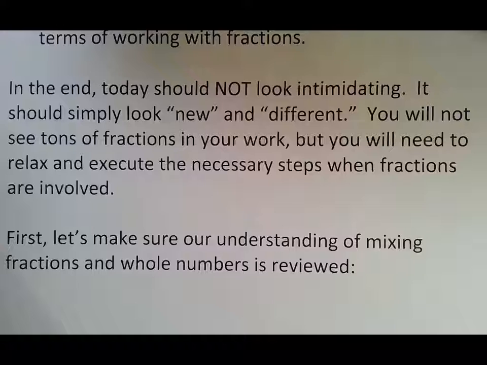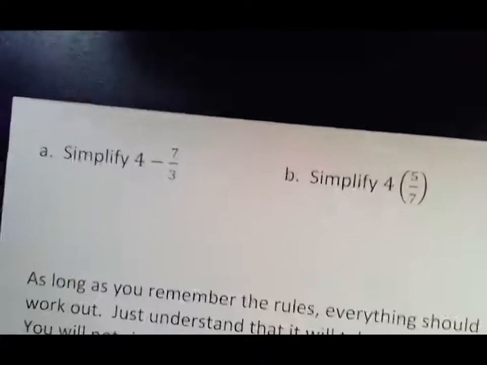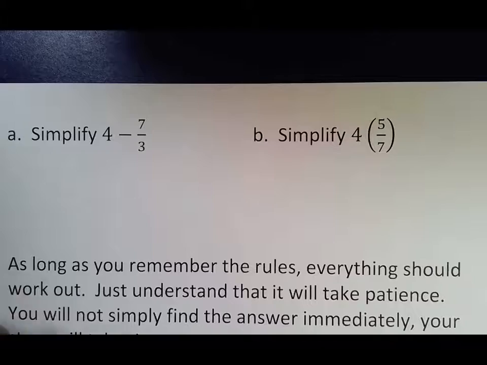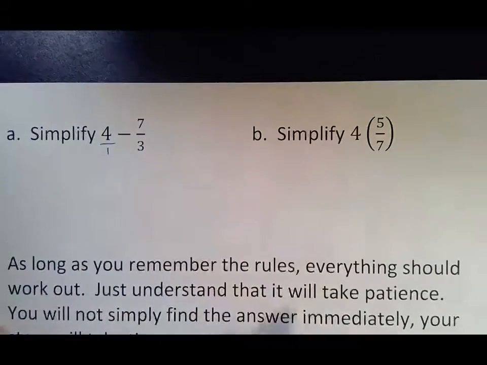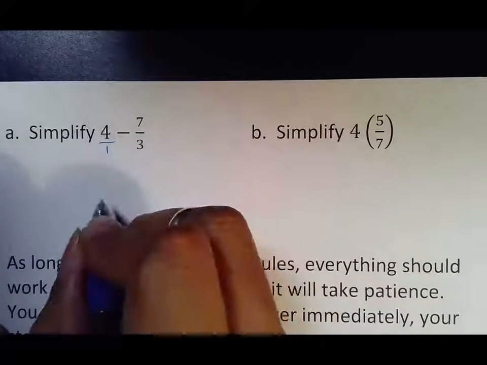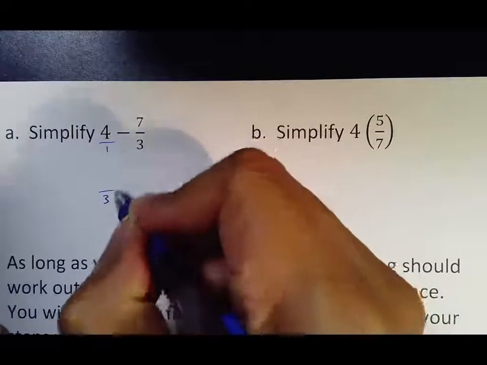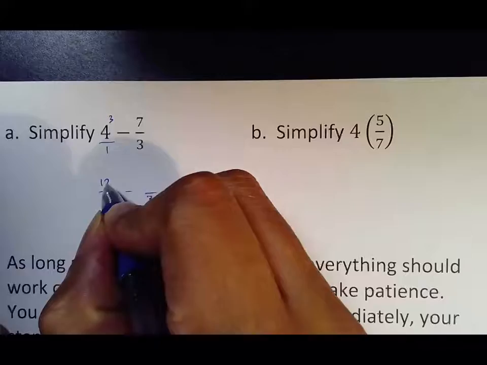So first, let's make sure our understanding of mixing fractions and whole numbers is reviewed. So if you are asked to simplify 4 minus 7/3, you need to remember to put that 4 over 1. Now you say the common denominator is 3. Now because that has to multiply by 3, multiply the 4 by 3.